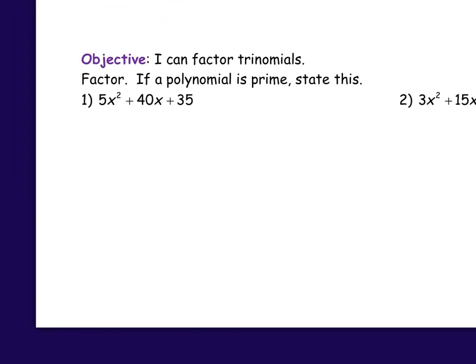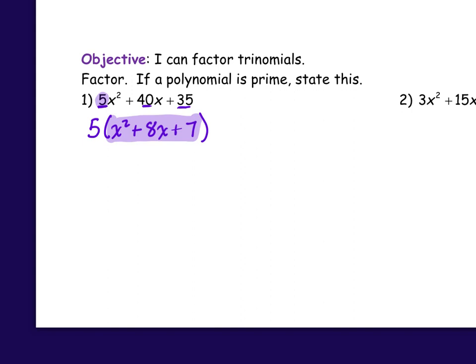Same thing. I'm still doing the same thing, although this time, if you notice, A is not 1. The first thing I want to look at, though, is to see if I might be able to factor out. And if you look at this, 5 goes into 5, 40, and 35. So I can factor out 5. So I can factor this as 5 times x squared plus 8x plus 7, since 5 goes into 40 8 times, and 5 goes into 35 7 times. And then from here, I want to factor this piece here.